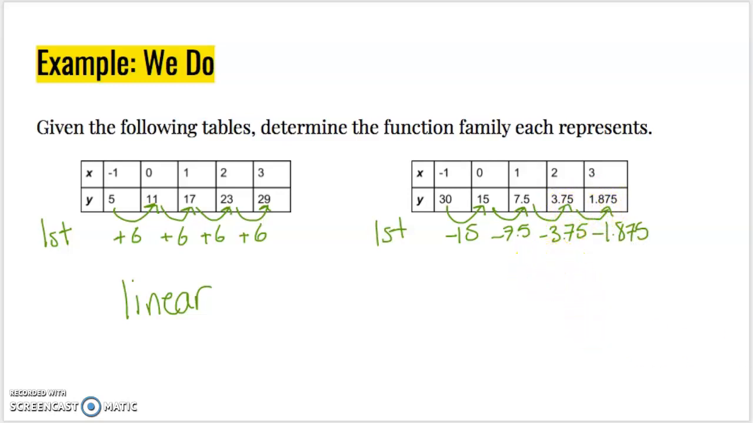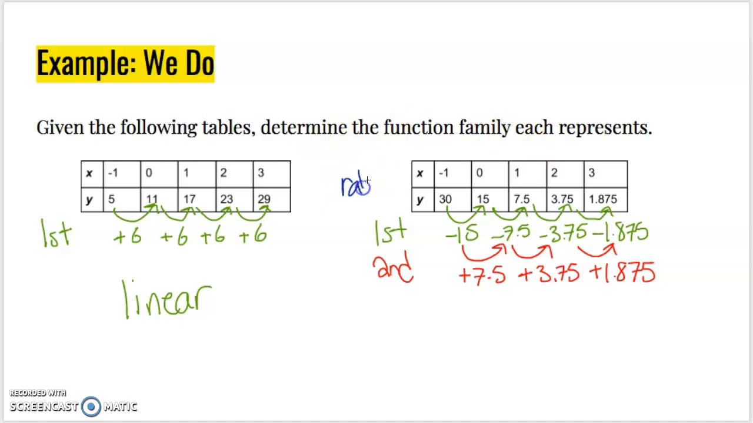All right, so let's go ahead now and test our second differences. For our second differences, it's just the second layer that we're going to be dealing with. So to get from negative 15 to negative 7.5, I would have to add 7.5. To get from negative 7.5 to negative 3.75, I have to add 3.75. And then one more, I'd have to add 1.875. And so my first differences aren't the same. It's not linear. My second differences aren't the same. It's not quadratic. So the last thing I'm going to check is the ratio, which is going to be testing multiplication.